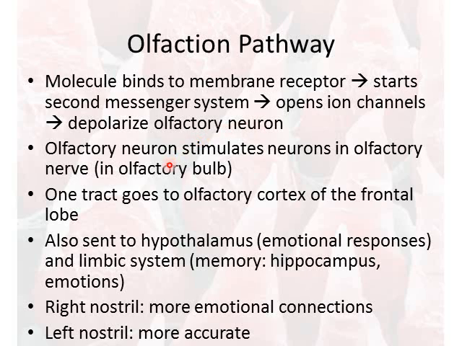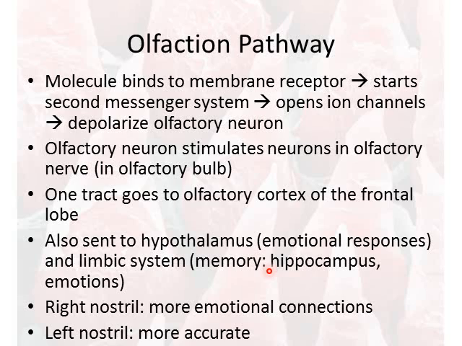And then the olfactory neuron stimulates the neurons of the olfactory nerve up in that olfactory bulb. That starts an action potential there. And then we have 2 different tracks, actually. One track is going to go directly to the olfactory cortex that's in the frontal lobe. And then another track is going to send the information to the hypothalamus. And here we can integrate emotional responses. And then as well, it's also going to go to the limbic system, which is where we can associate smells with memory.